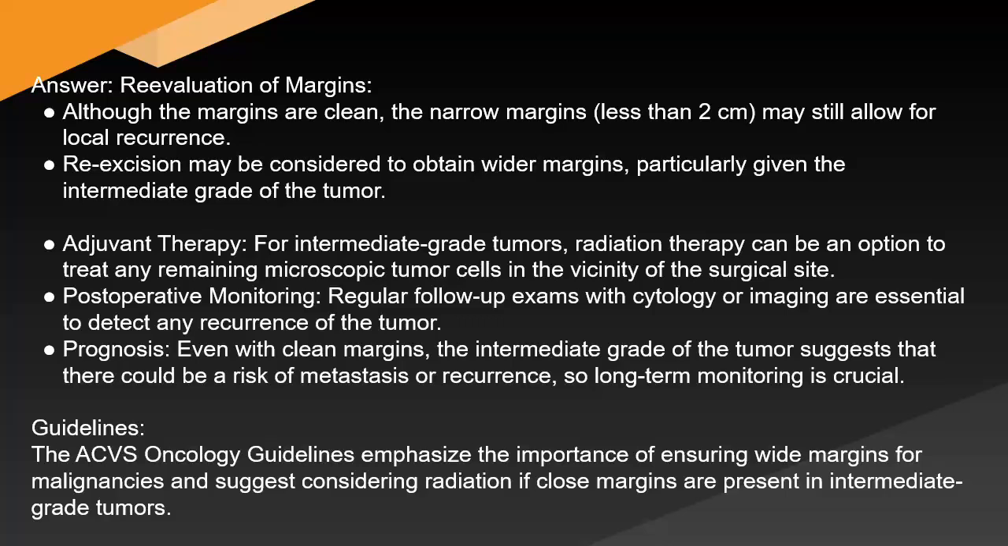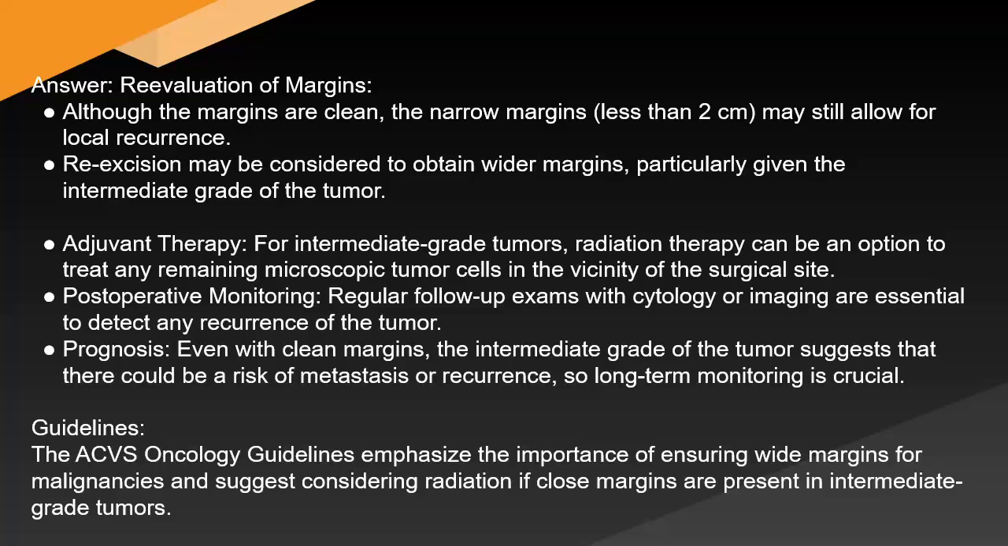Adjuvant therapy for intermediate grade tumors: radiation therapy can be an option to treat any remaining microscopic tumor cells in the vicinity of the surgical site. Postoperative monitoring: regular follow-up exams with cytology or imaging are essential to detect any recurrence of the tumor. Prognosis: even with clean margins, the intermediate grade of the tumor suggests that there could be a risk of metastases or recurrence, so long-term monitoring is crucial.